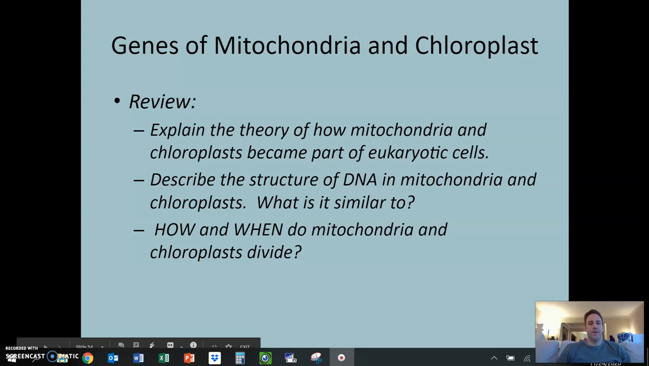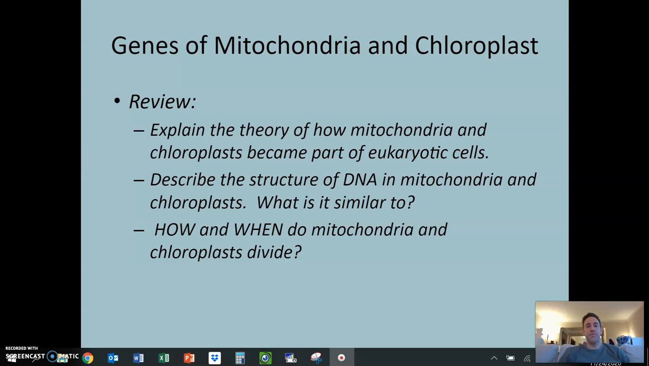Our last stop in our journey through chromosomes is to look a little bit more closely at the genes of the mitochondria and chloroplasts. So far, we've been very focused on the chromosomes, those 46 chromosomes that are located in the nucleus of each of the cells in our body. But let's not forget, there's also DNA in the mitochondria and chloroplast.